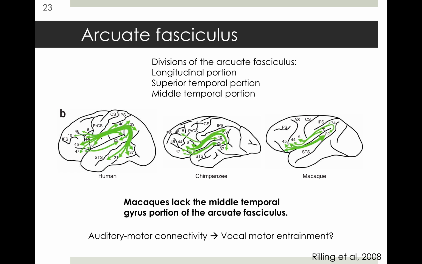So it goes into the superior temporal gyrus and then into the middle temporal gyrus, right? So in humans, we have this nicely connected arcuate fasciculus that has a longitudinal portion throughout. That's the association fiber that goes all the way along the brain, and then in the temporal lobe it splits into STG, superior temporal gyrus, and MTG, middle temporal gyrus. In contrast, other animals don't have the middle temporal gyrus portion.